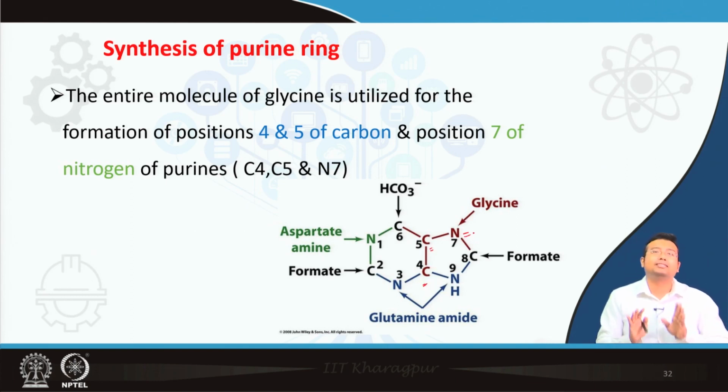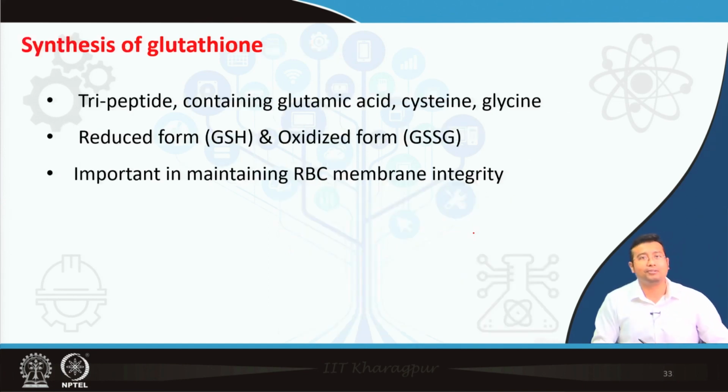Again, we will be discussing synthesis of purine and nucleotide metabolism in detail in future classes. So, for now you should know that glycine is also acting as a precursor in production of purine nucleotides, right. Next, we move on to synthesis of glutathione.